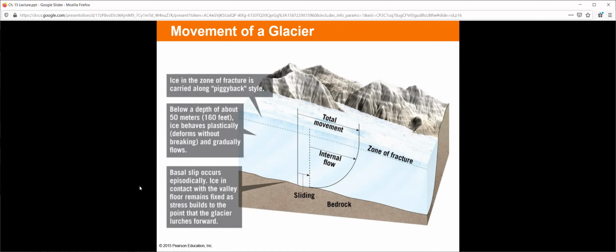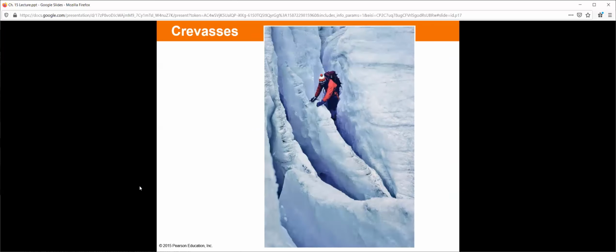Basal slip occurs episodically. Ice in contact with the valley floor remains fixed, more or less, as stress builds at the point where the glacier lurches forward. So the ice at the bedrock isn't moving, and then the middle part, that real thick middle part of the ice is flowing, which is where that curved line comes in. So the ice is sort of rolling on top of itself, if you will, and that's where you get your movement from. So the glacier doesn't just slide across the bedrock as one giant chunk, for example. There's an example of a crevasse and a very brave man walking through it.